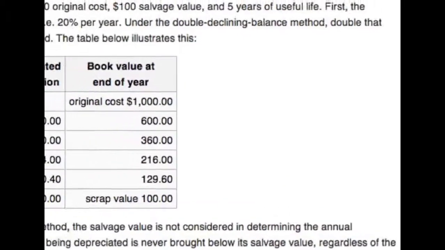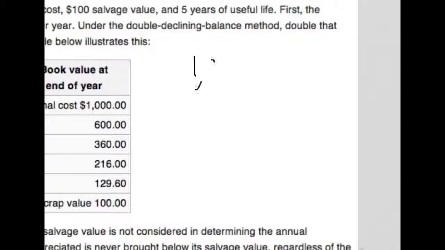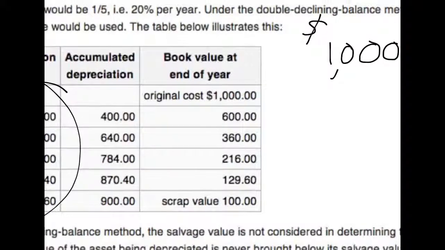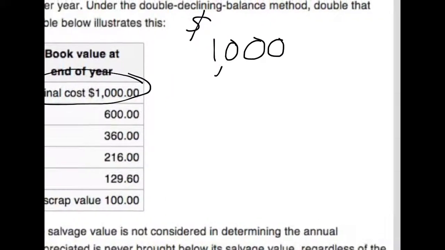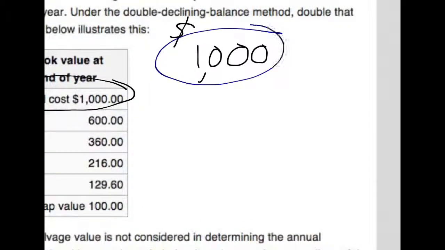Or actually, let's see if we have enough room here. First year, what we do is we take $1,000, which is the cost of the item, and that's the original cost, with no deduction for the salvage value. Double declining balance doesn't take into account salvage value, at least in its depreciable base. So this is the depreciable base without reducing salvage value. We take salvage value into account by not depreciating it below salvage value, which we'll see, but that's how we do it.